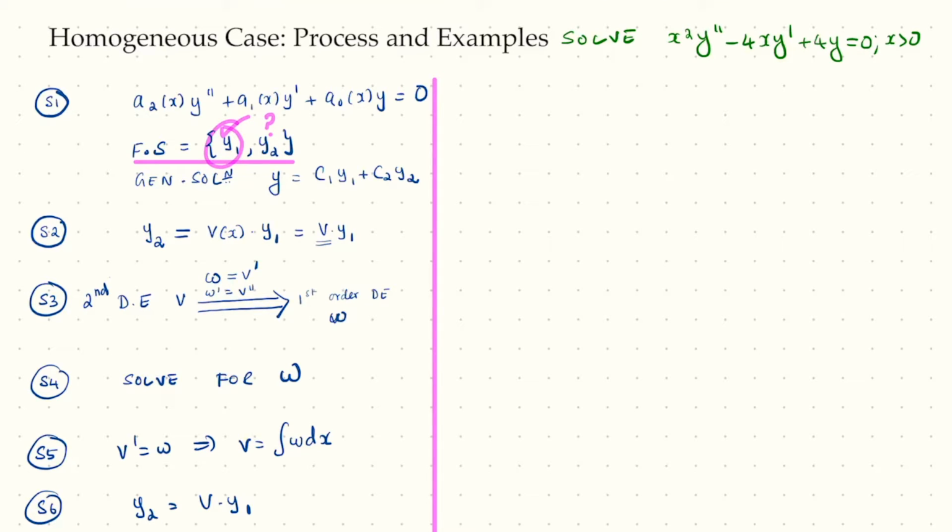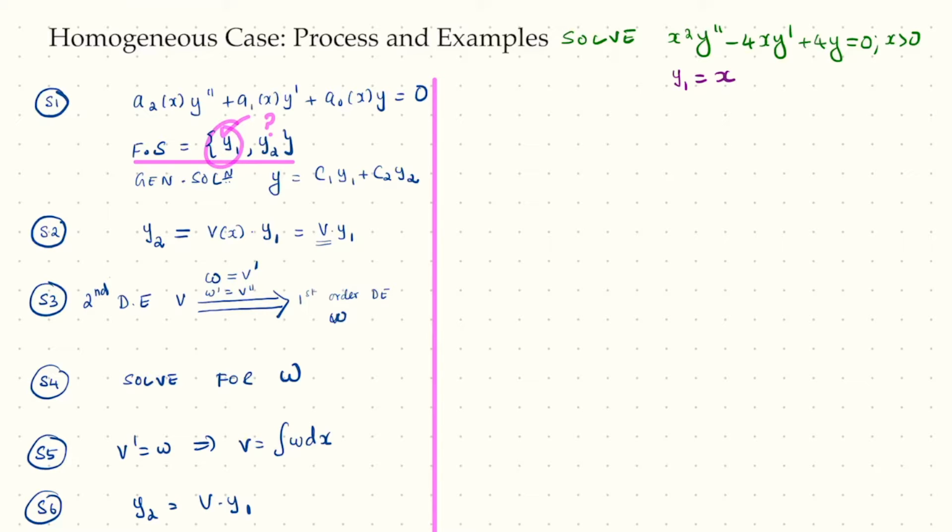Let's take a look at how to solve this particular problem right here, using the methods and processes that are described in this. Let's see how we do that. So step 1: the first solution is given to us. In this case, the first solution is y1 equals x. So we need to find y2.